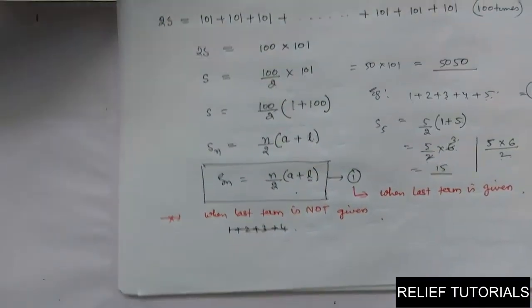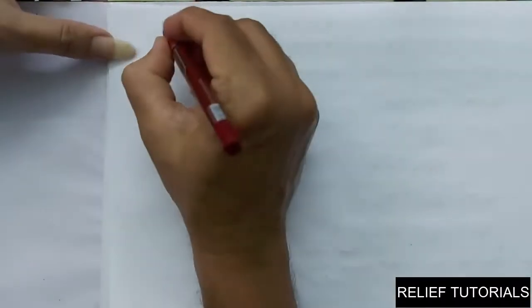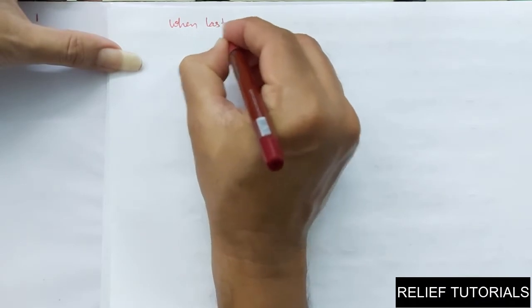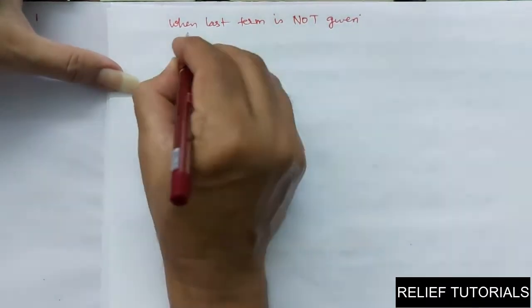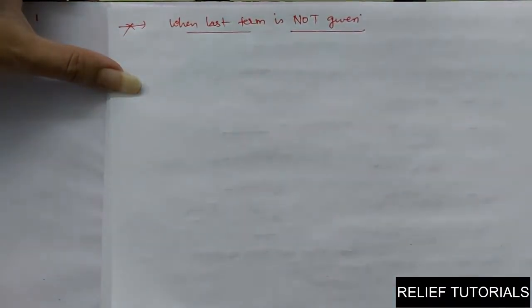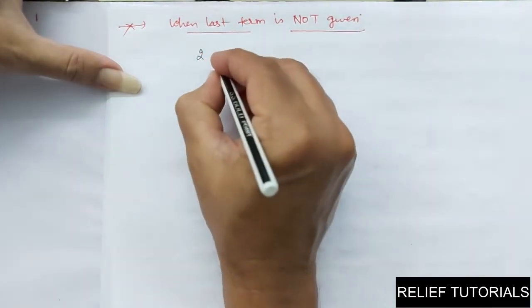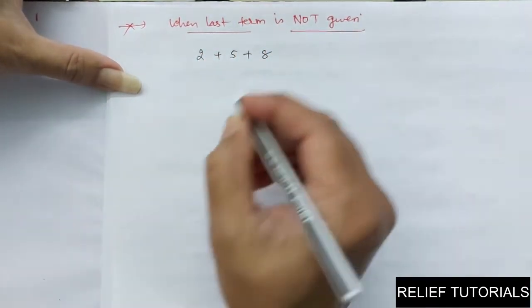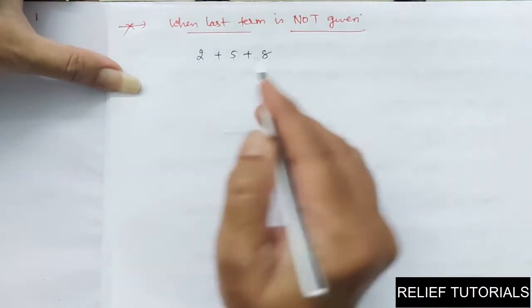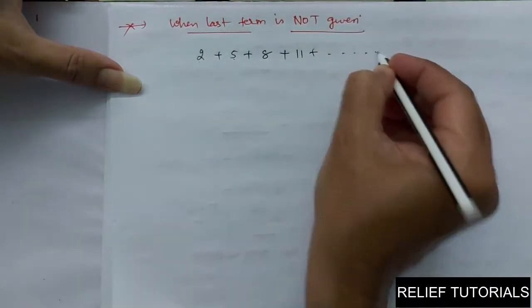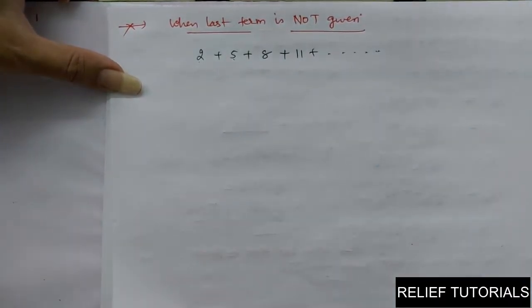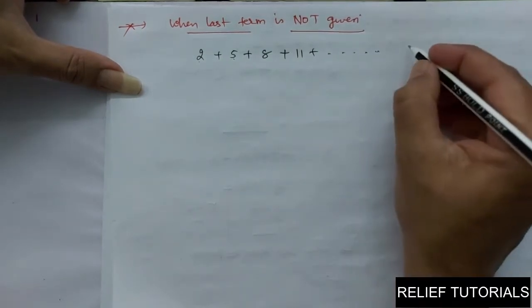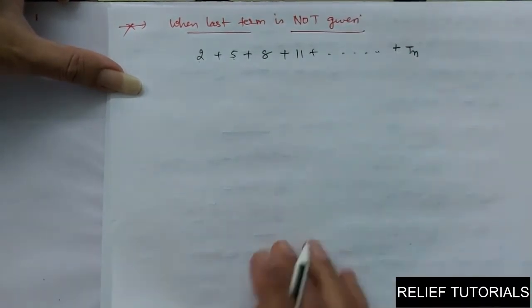See, I will take one more example, when the last term is not given. You take any arithmetic series. Now this: 2 plus 5, 5 plus 8. The difference is 3: 5 minus 2 is 3, 8 minus 5 is 3, plus 11, and so on. You want to find the sum of this series up to the nth term. We don't know what the nth term is here. The last term is not given, so let it be the nth term.